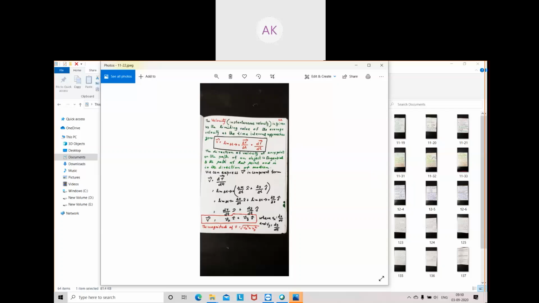And what is the direction of velocity? As it is a vector quantity, we should know the direction. Direction is given by the displacement, because velocity is displacement by time. So the direction of velocity is the direction of displacement. The direction of velocity at any instant on the path of an object is tangential to the path at that point and is in the direction of motion. I will share another page to show that. This one.